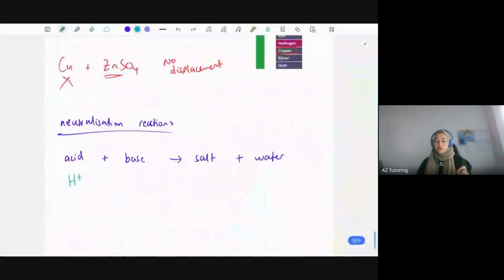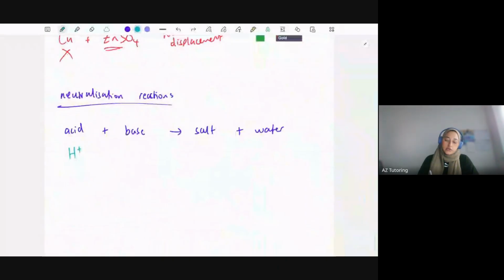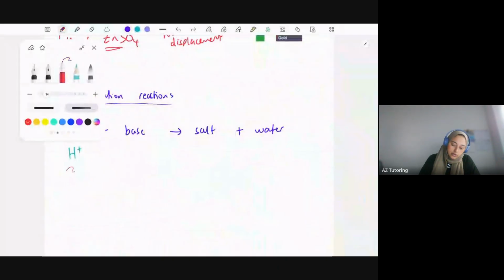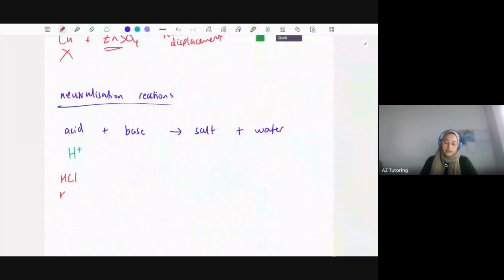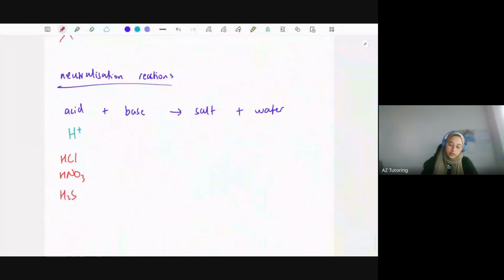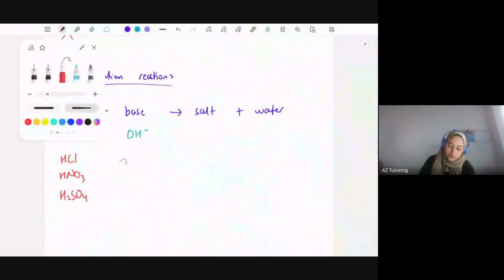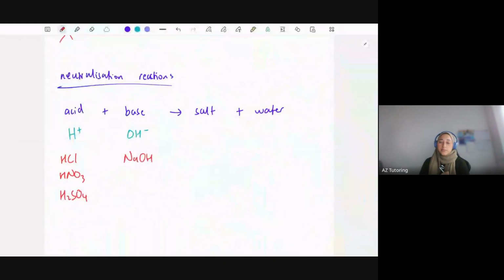Now, anything with that H plus ion inside it is an acid. So to give you some examples, stuff like hydrochloric acid, you've got nitric acid, HNO3, you've got sulfuric acid, H2SO4, and so on. So they're the few that you do need to know about. Now, what's a base? A base is something that will have an OH minus ion, so the hydroxide ion. So a really common example of that is sodium hydroxide is a base. So that's how you recognize what's a base and what's a salt. Now, how do we know what's the salt that's formed?